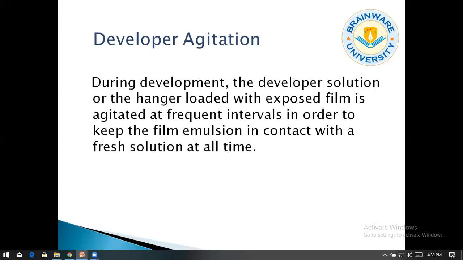Next is developer agitation. If the film is not agitated properly, what will happen? The solution in contact with high density areas of the emulsion will be exhausted and development will be stopped. So during development, the developer solution or the hanger loaded with the exposed film should be agitated frequently in order to keep the emulsion in contact with fresh solution at all times.